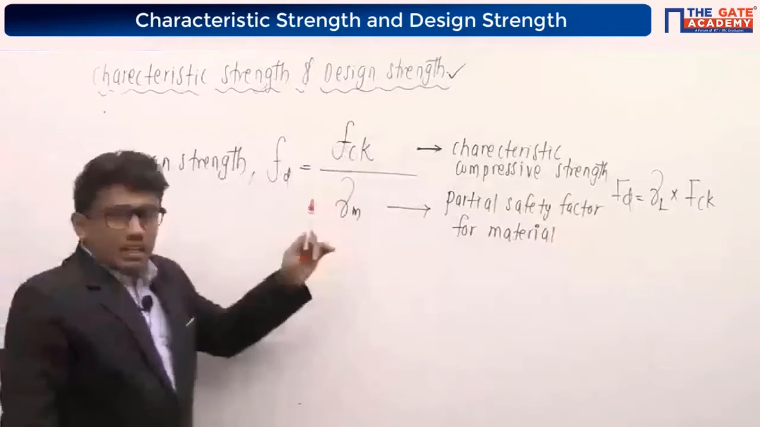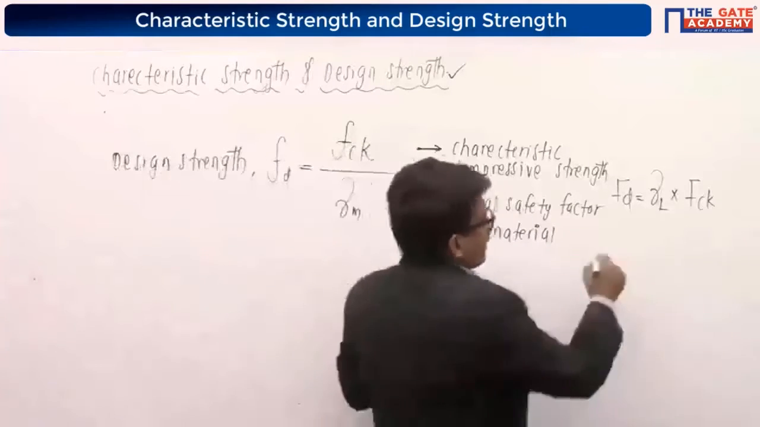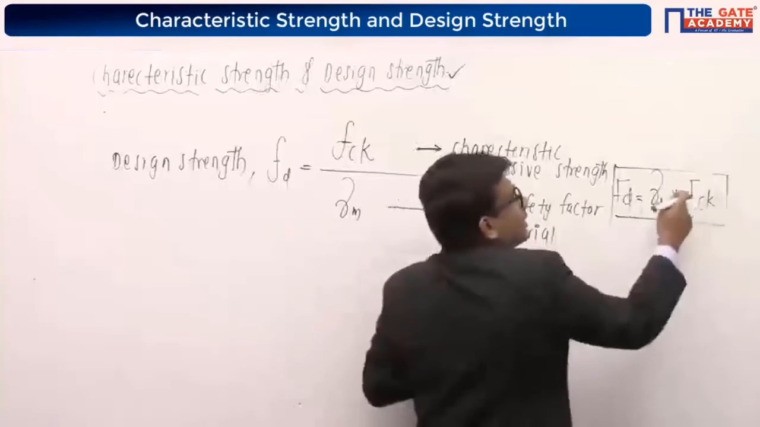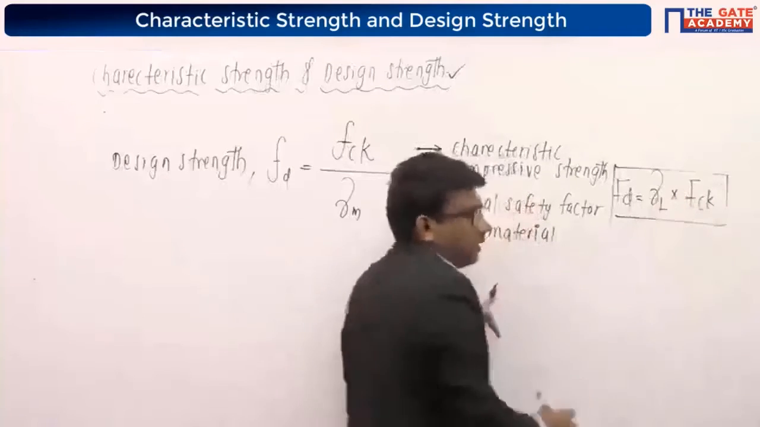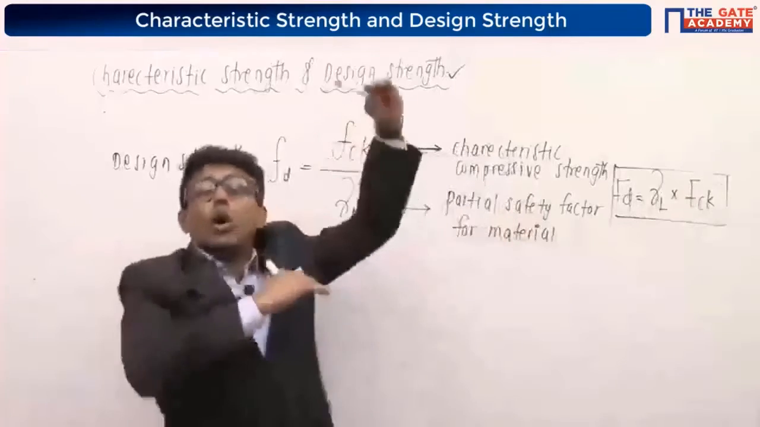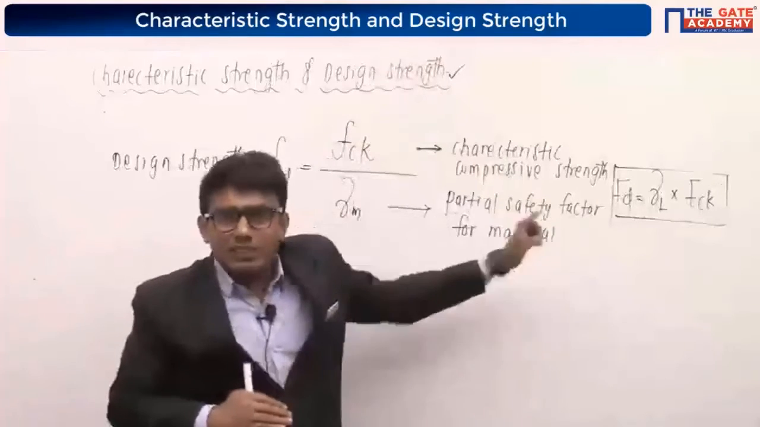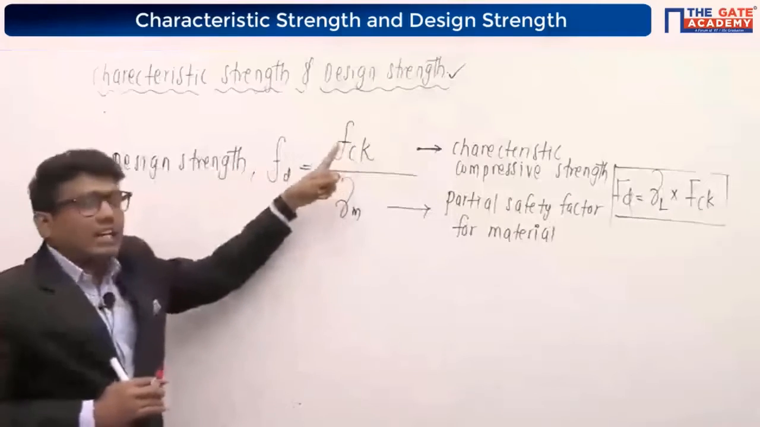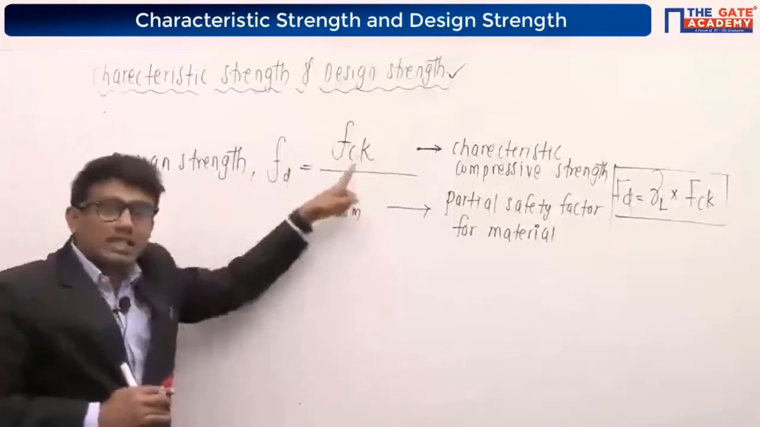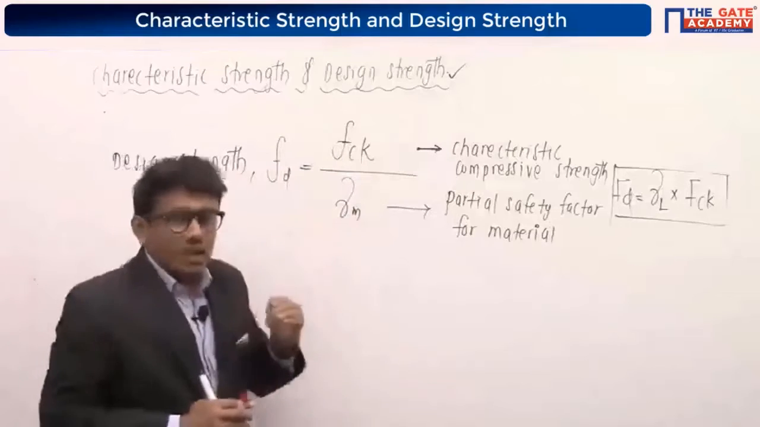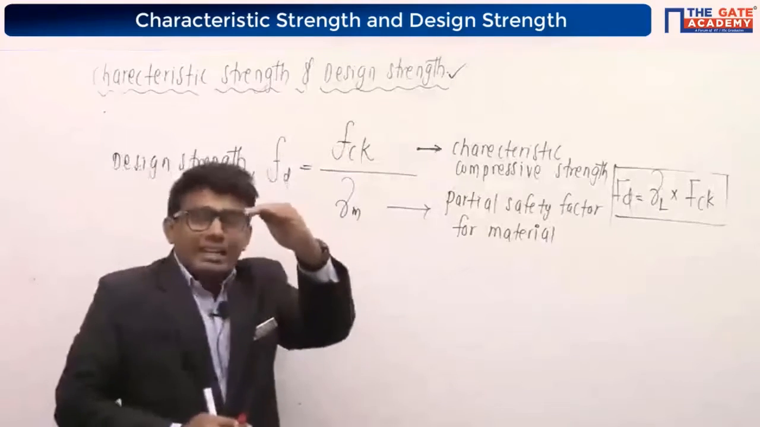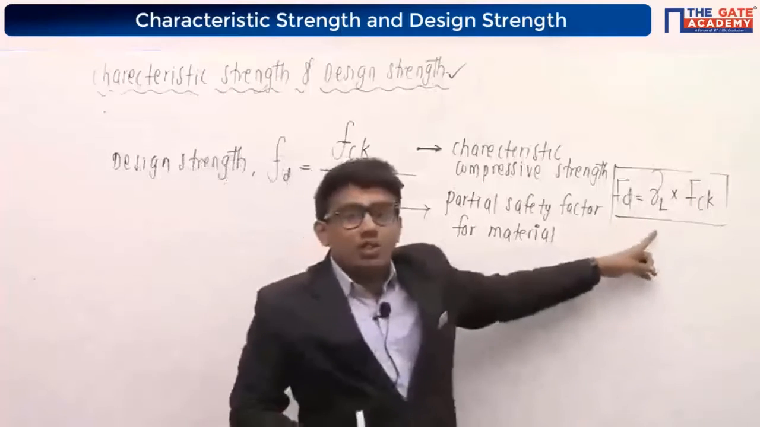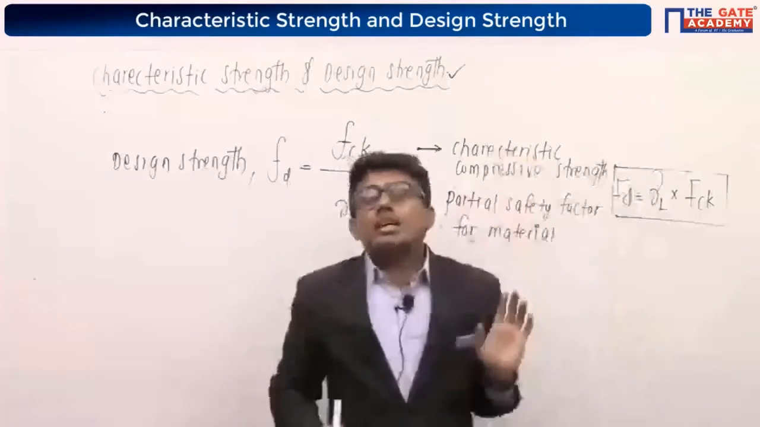Right now, remember one thing. In order to determine the design load, we multiplied the characteristic load with some partial safety factor. That means load is overestimated in the limit state method of design. To find the design strength, we divide the characteristic strength by some partial safety factor, which means that for designing we are underestimating the strength of the structure, and we overestimate the load which is going to act in the structure.